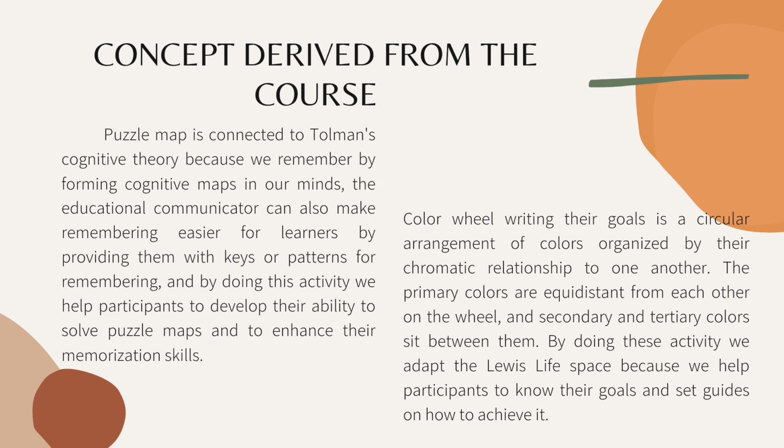Fourth, the color wheel, writing their goals. The color wheel is a circular arrangement of colors organized by their chromatic relationship to one another. The primary colors are equidistant from each other on the wheel, and the secondary and tertiary colors sit between them. By doing this activity, we adapt Lewin's life space because we help the participant to know their goals and set guides on how to achieve them.